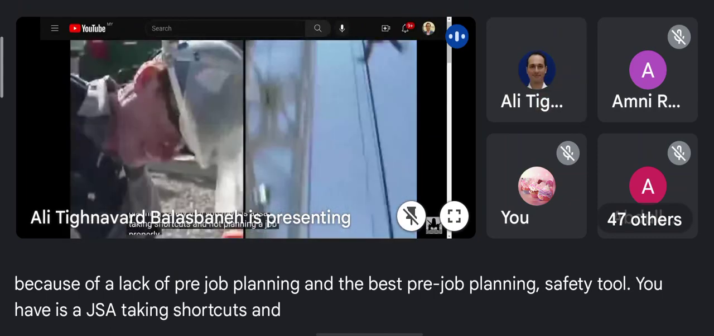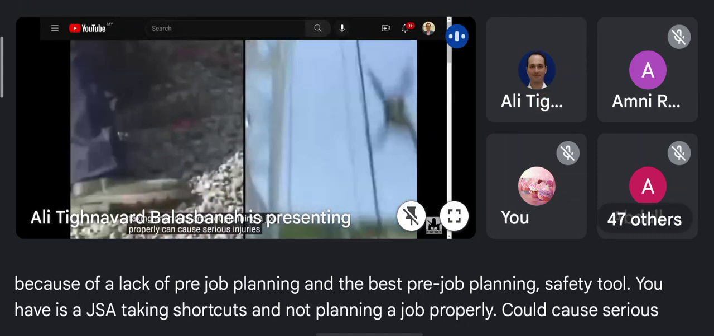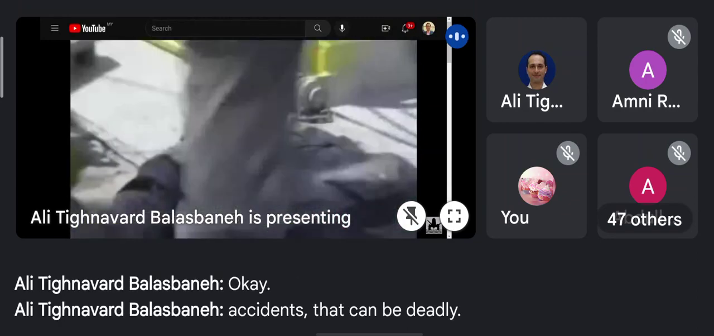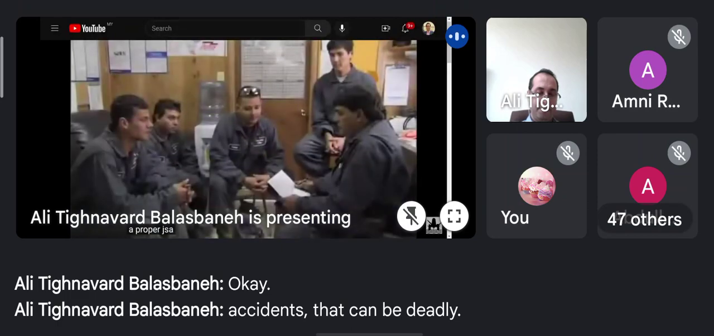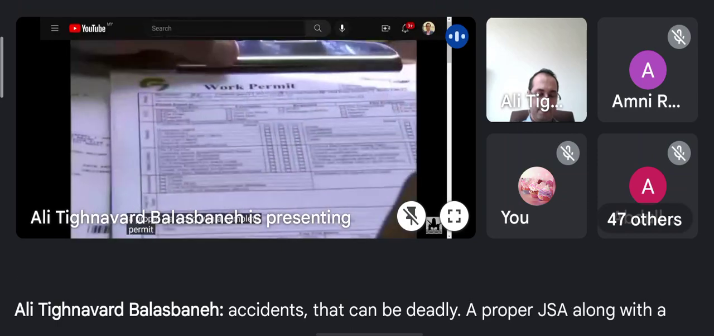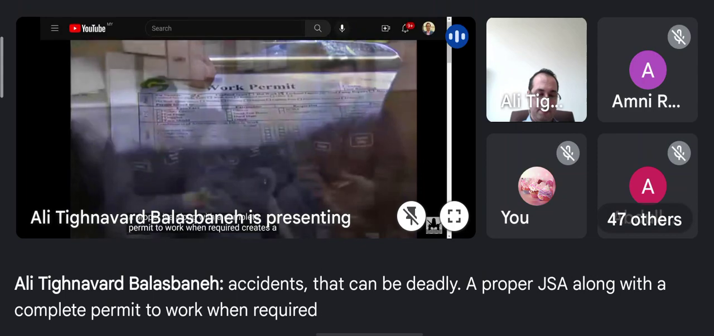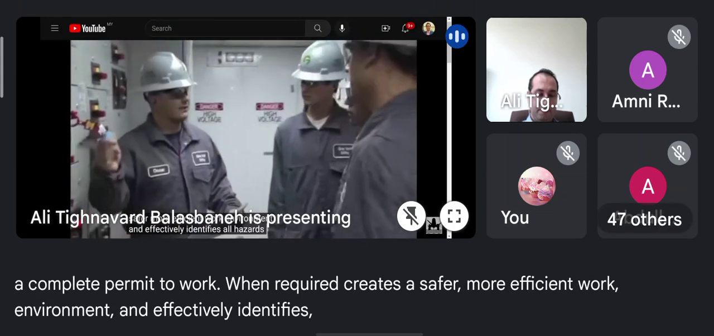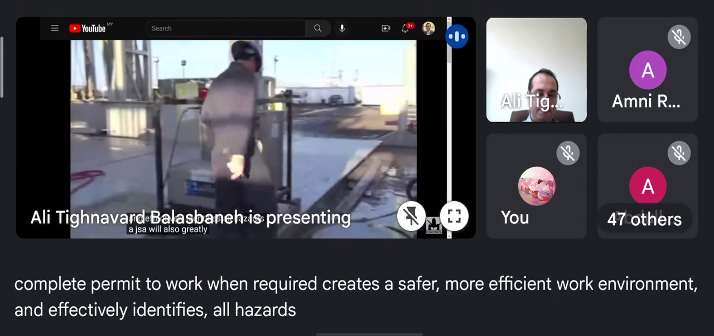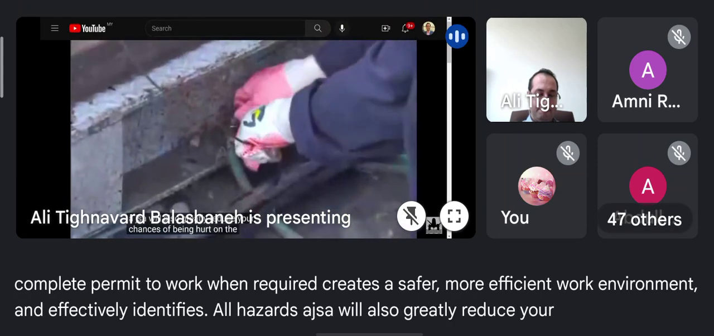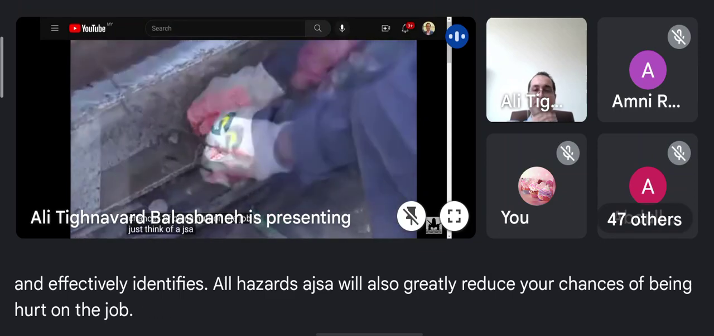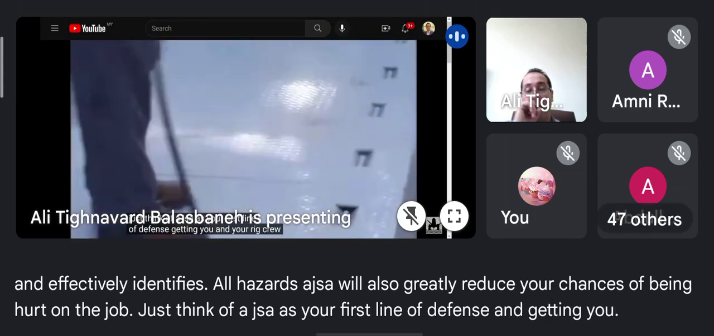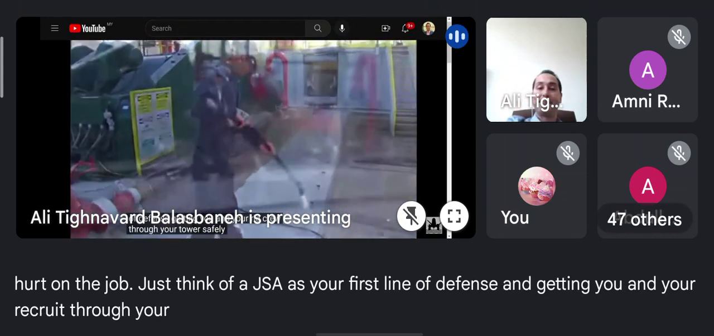Taking shortcuts and not planning a job properly can cause serious injuries and accidents that can be deadly. A proper JSA, along with a complete permit to work when required, creates a safer, more efficient work environment and effectively identifies all hazards. A JSA will also greatly reduce your chances of being hurt on the job. Just think of a JSA as your first line of defense, getting you and your rig crew through your tour safely.